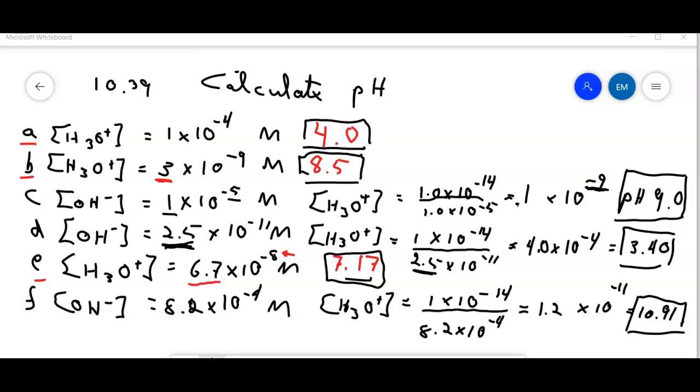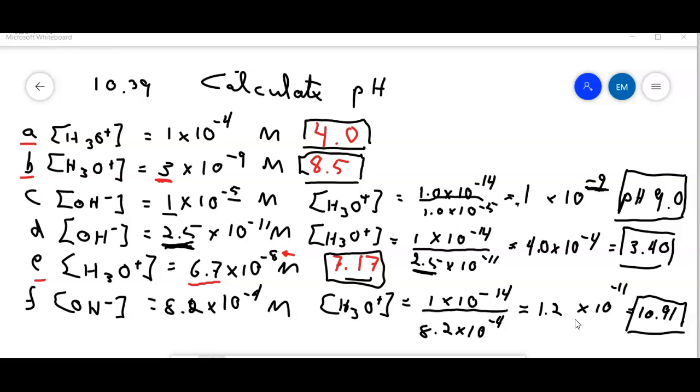There was one that didn't check out. Let me look at this one more time. The one that didn't check out was F. The book has 10.92, which is not that big a difference, but I do want to take a look at that. Maybe I got the wrong... no, 8.2 times 10 to the minus 4th. The logarithm I got was negative 10.9138. So by the calculation I did, 10.91 is correct here. That might be a little bit of a typo in the text. I don't know, but this seems to be correct.